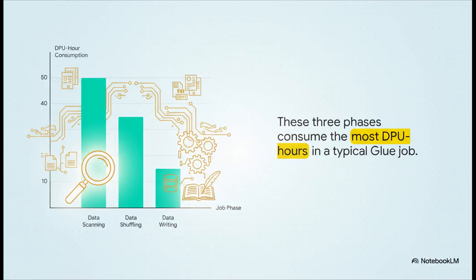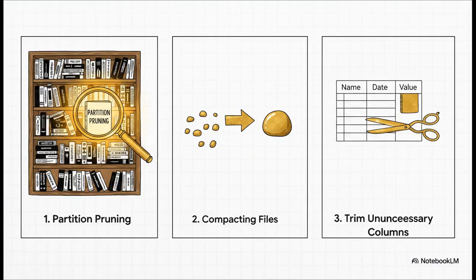It shows you exactly where most of your money, your DPU hours, is actually going. And the 3 biggest culprits are almost always, number 1, scanning all that source data. Number 2, shuffling it all around during transformations, and number 3, writing it out to the destination. If we can shrink the work in these 3 areas, we can make a massive dent in our costs. And here's exactly how we do it.